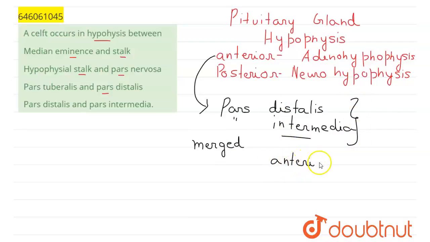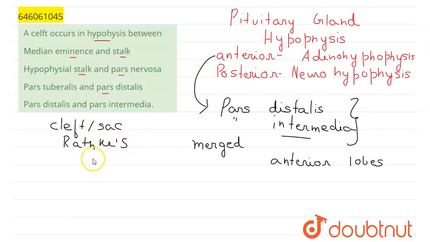lobe. Okay, and to mark the separation that these are two different lobes, there is a cleft or a sac. A cleft or a sac is present in between the pars distalis and the pars intermedia, and this cleft or sac is known as Rathke's cleft. So Rathke's cleft is present in between the pars distalis and pars intermedia, and they are different lobes, but they are merged. So, to mark this merger, a cleft or sac is there.